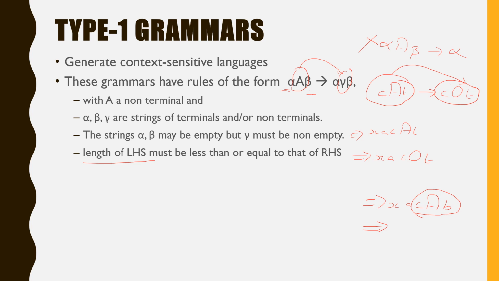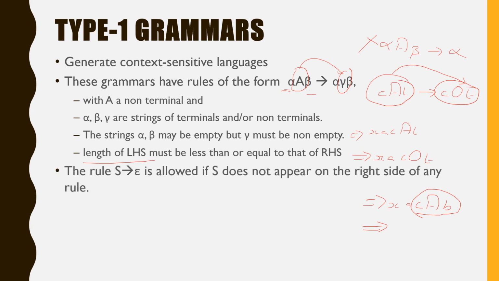If this restriction is there, then it is called a type 1 grammar. So type 0 had no restrictions at all, and hence it is called an unrestricted grammar. And here there are some restrictions: the left hand side should contain at least one non-terminal, it should be with respect to the context, and the length of the LHS must be less than or equal to that of the RHS. So the rule S derives epsilon is allowed if S does not appear on the right hand side of any rule.